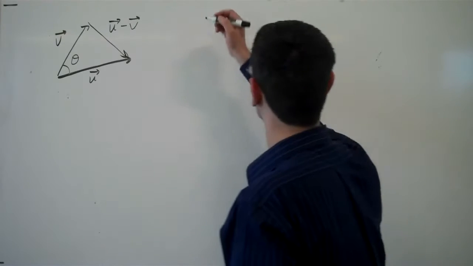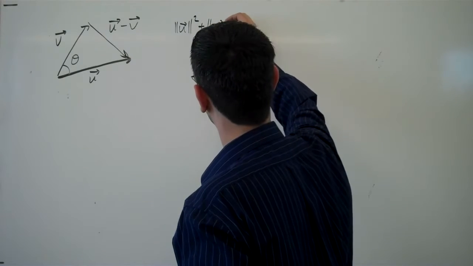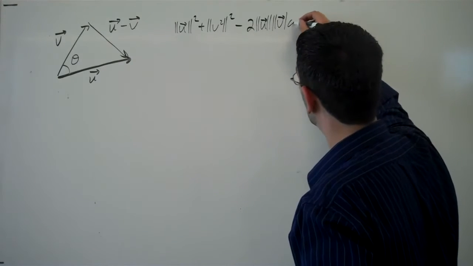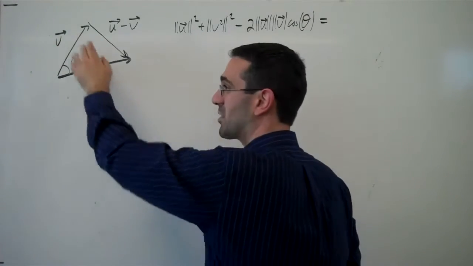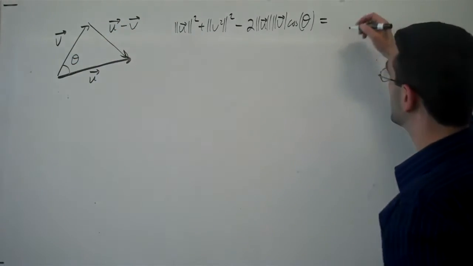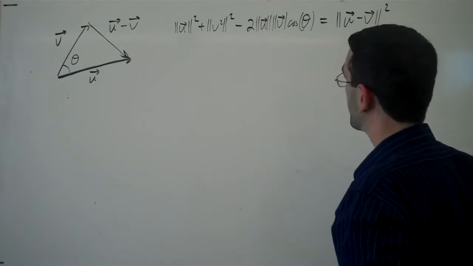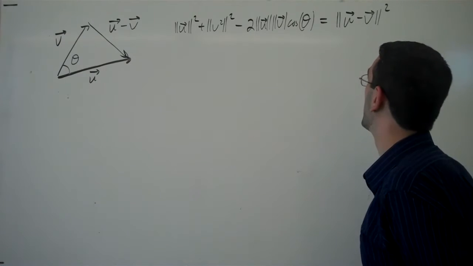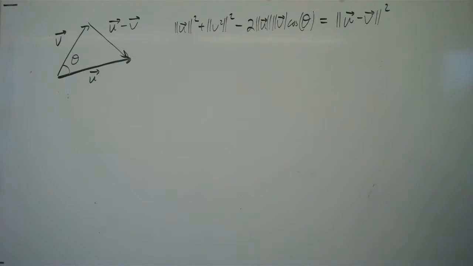come up with a relationship. So we can say that the magnitude of u squared plus magnitude of v squared minus 2 magnitude of u magnitude of v cosine theta. So this is law of cosines, right? We got a, b, and c here. a squared plus b squared minus 2ab cosine angle between is equal to its side opposite squared. So magnitude of u minus v squared. Okay, and so there is our law of cosines using our angles there.